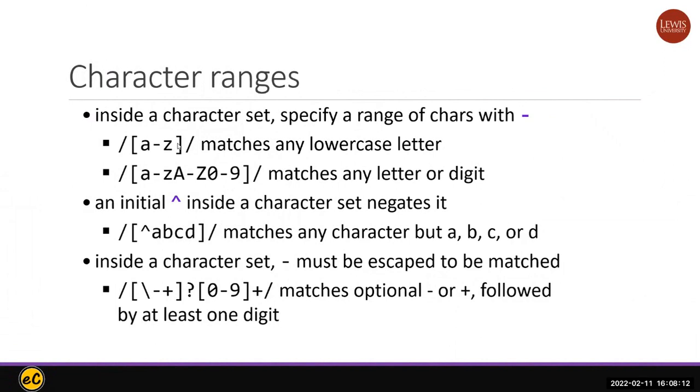Okay, so A to G, A to D, 0 to 9. So this is a single lowercase letter A to G. This one is lowercase or uppercase or digit. So caret ABC means anything but not ABC, any character but not ABC. And inside a character set, here you have backslash, minus, plus. So it's minus or plus, 0 or more times, so it can have the plus, can have minus, or nothing. And then followed by 0 to 9, a digit, 1 or more times.